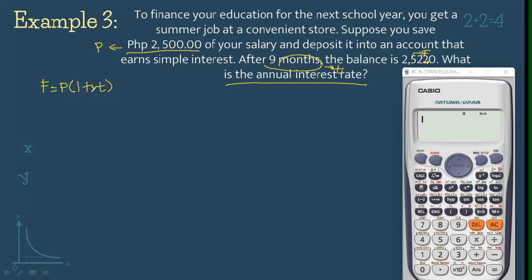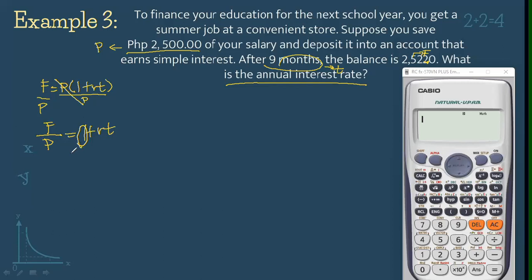At dito po sa formulang ito available si R kung saan pwede nating manipulate ito pong formulang ito para po makarating tayo sa R. So we have here F. Anong gagawin natin kay T? Divide both sides po muna natin by T. So makakancel po siya. So we have F all over P is equal to 1 plus RT.